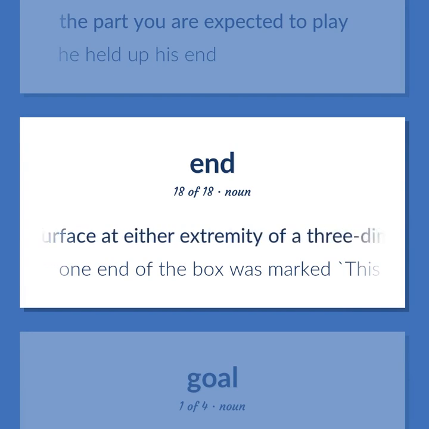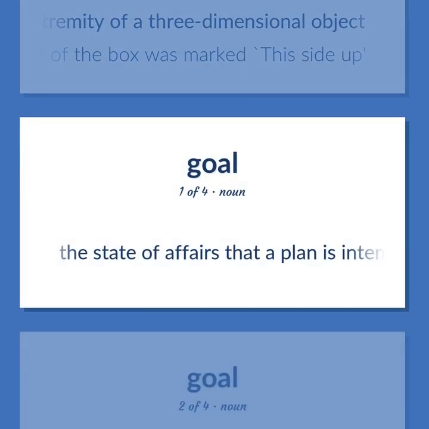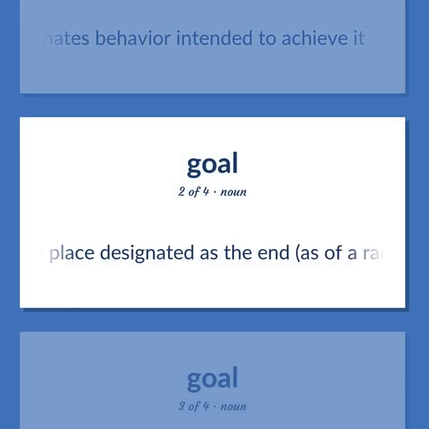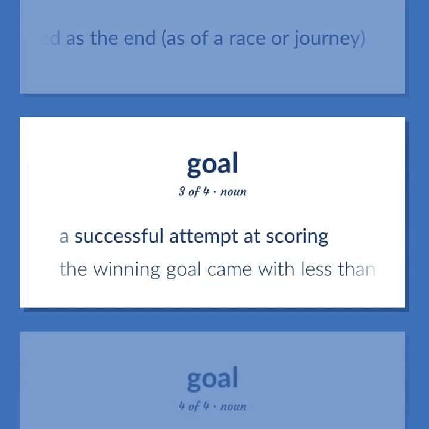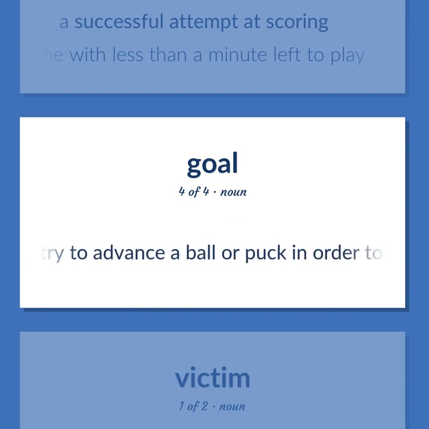The surface at either extremity of a three-dimensional object. One end of the box was marked, this side up. The state of affairs that a plan is intended to achieve and that, when achieved, terminates behavior intended to achieve it. The place designated as the end, as of a race or journey. A successful attempt at scoring. The winning goal came with less than a minute left to play. Game equipment consisting of the place toward which players of a game try to advance a ball or puck in order to score points.